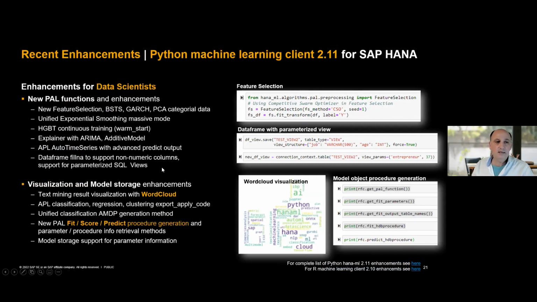So there's always a function update for the algorithms as well as data frame capabilities, and certainly also in the area of visualization and model storage. There are some enhancements like the word cloud visualization for our text mining functions. The data frame supports parameterized views, as the example shows here on the screen. And then another function you've seen used was the procedure generation methods, where I generated the fit procedure and copy-pasted that into the database explorer, which really showed the value of using both alongside Python as the expert environment for the data scientist. Then you can generate the SQL and apply that to your development artifacts.